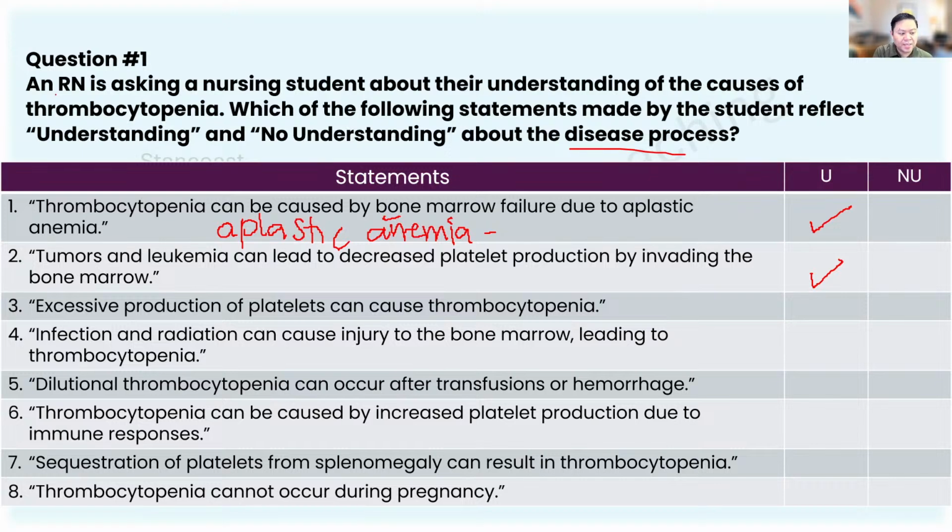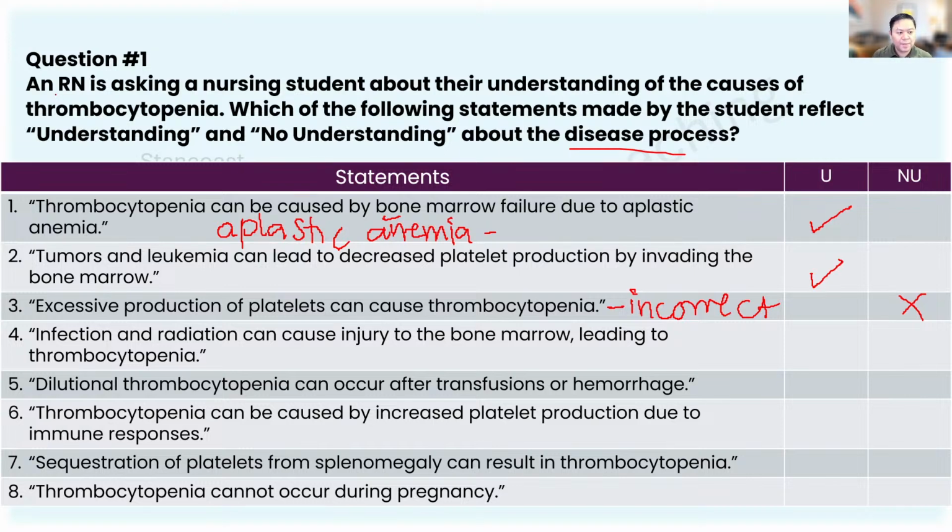What about number 3? Excessive production of platelets can cause thrombocytopenia. Again, excessive production of platelets can cause thrombocytopenia. Does that mean the student understands or has no understanding? Well, apparently that is false. So that will be marked as NU, no understanding. This is incorrect. Instead of thrombocytopenia, there will be thrombocytosis. That is the exact opposite.